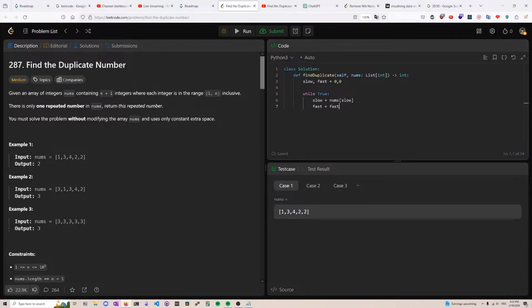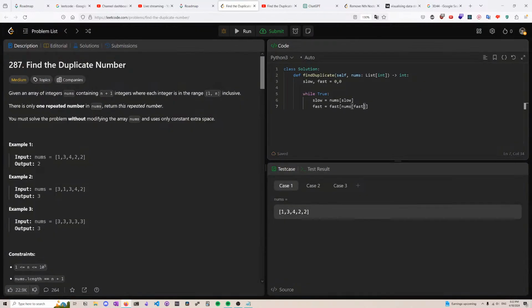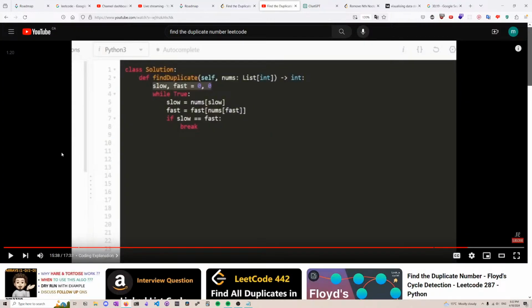I don't understand this though. Nums of slow. So first, if you're using this array, it'd be 1, and then fast, nums of fast is going to be 0. So 1, and then fast of 0. What's that going to be?